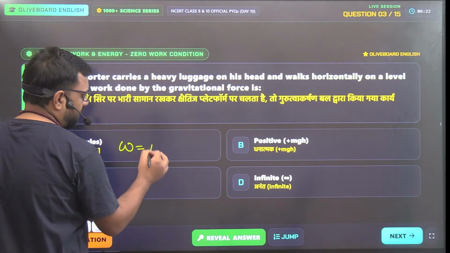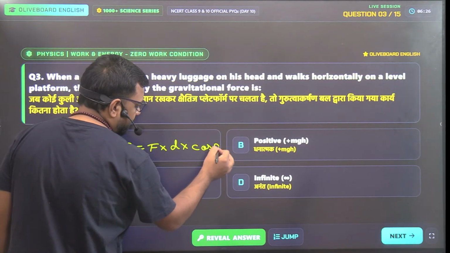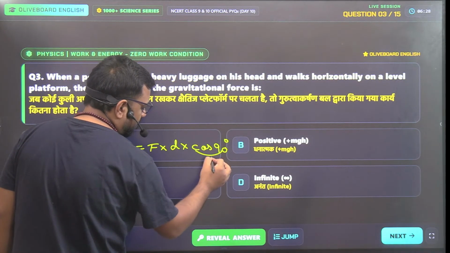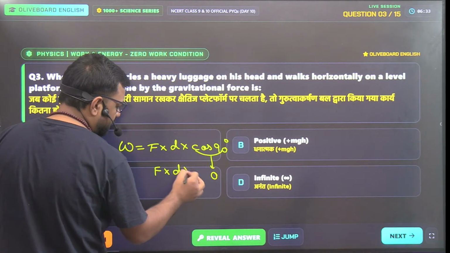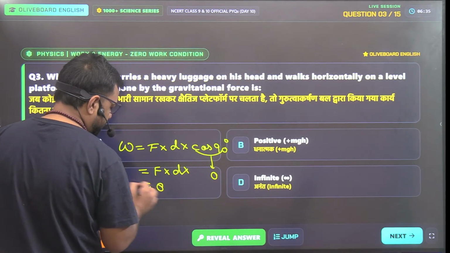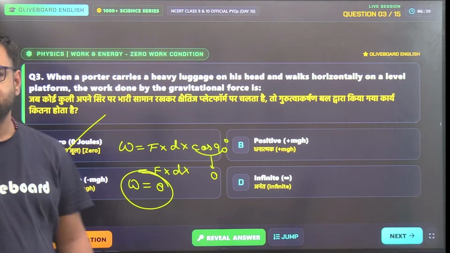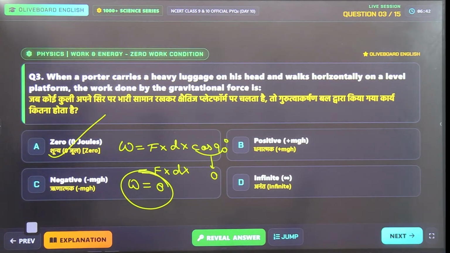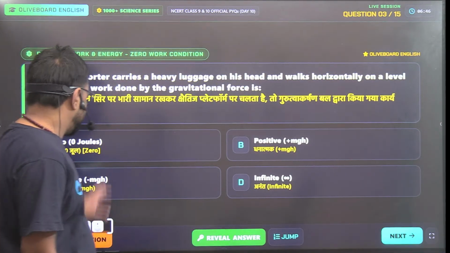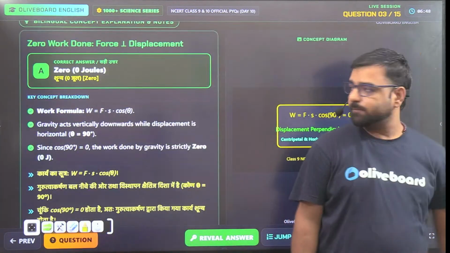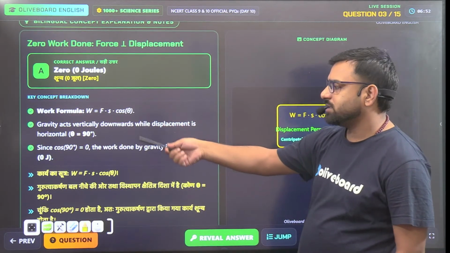So since this angle is 90 degrees, we can use the formula F into D into cos 90. Now what is the value of cos 90? Cos 90 is 0, so everything that is multiplied by 0, the answer will be 0 itself. So work done in this case will be 0 joules, that is option number A is the correct answer. And Ankita, 100% correct. That's great. So here option number A is the correct answer. That's the formula for the work, F into S into cos theta, since theta was 90 degrees.